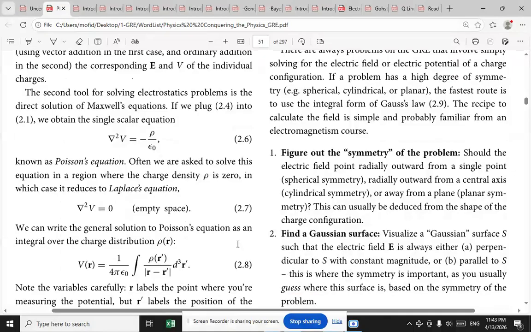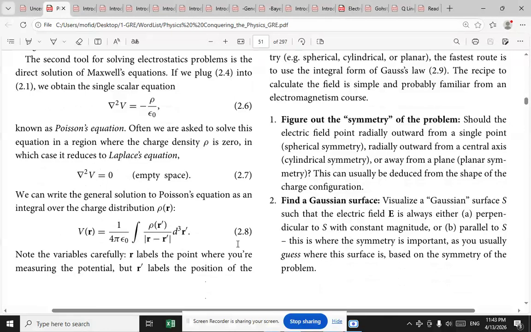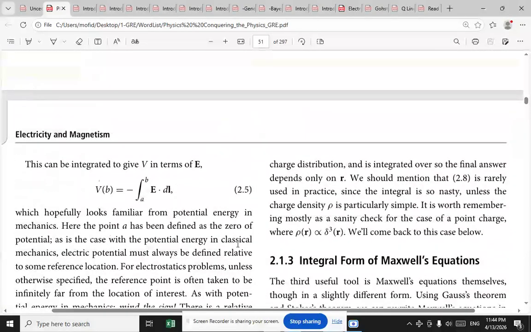We can write the general solution to Poisson's equation as an integral over the charge distribution rho of r: V(r) is equal to 1 divided by 4π epsilon 0 times the integral of rho(r') divided by the magnitude of r minus r', d³r'. Note the variables carefully. r labels the point where you are measuring the potential, but r' labels the position of the charge distribution and is integrated over, so the final answer depends only on r.